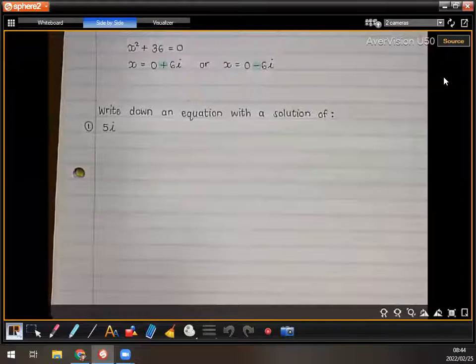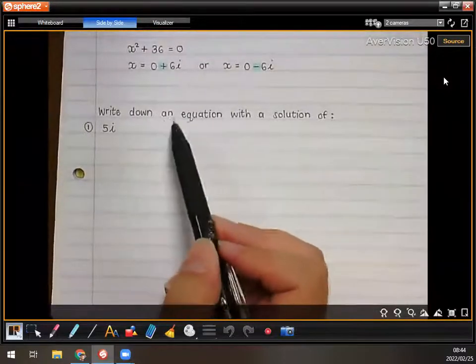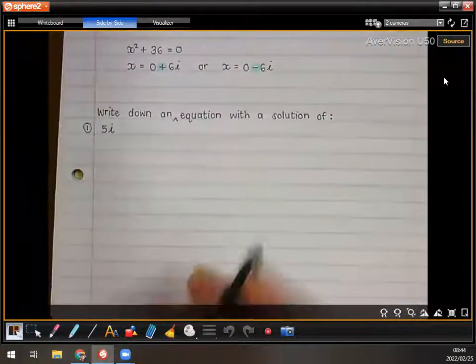Now guys, what I want you to notice is that 5i is a complex number, right? So if 5i is the solution of an equation, that means that negative 5i will also be a solution of that same equation. All right. They will usually say write down a quadratic equation, like you said.